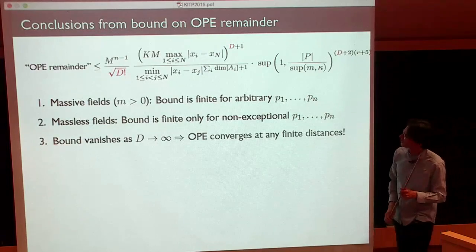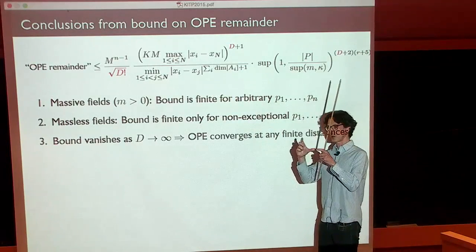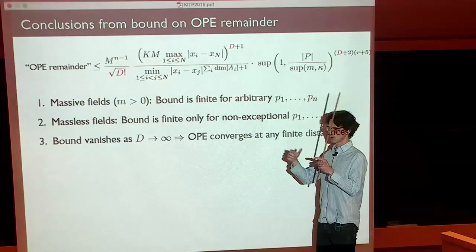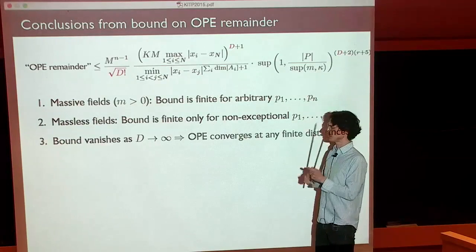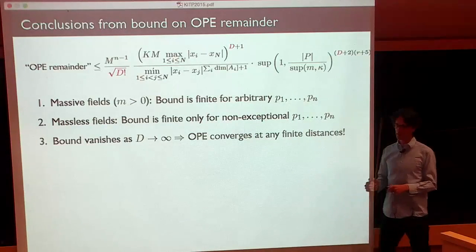A surprising fact, I think, is that the OPE expansion converges for small but finite distances. It's usually thought that it was asymptotic only, but it really converges even for very large distances. It just converges extremely slowly.